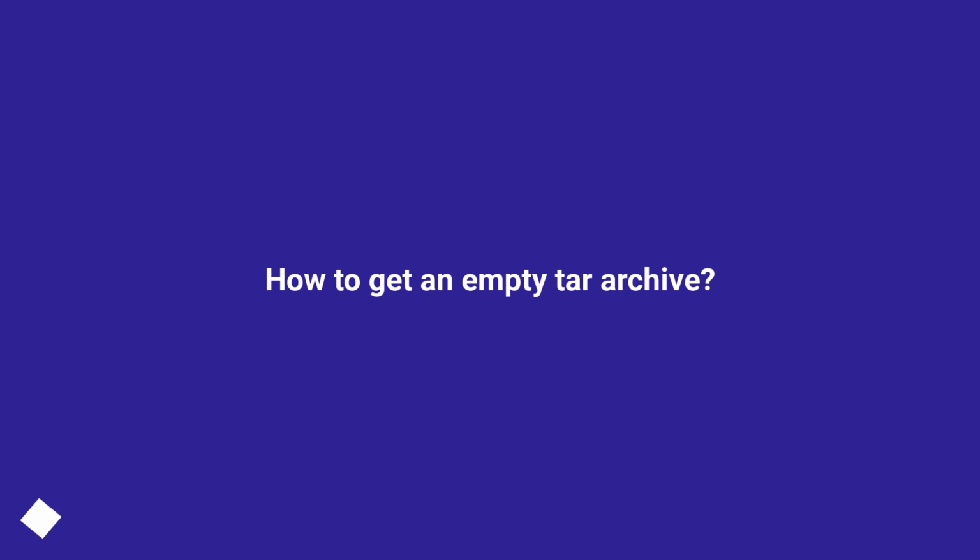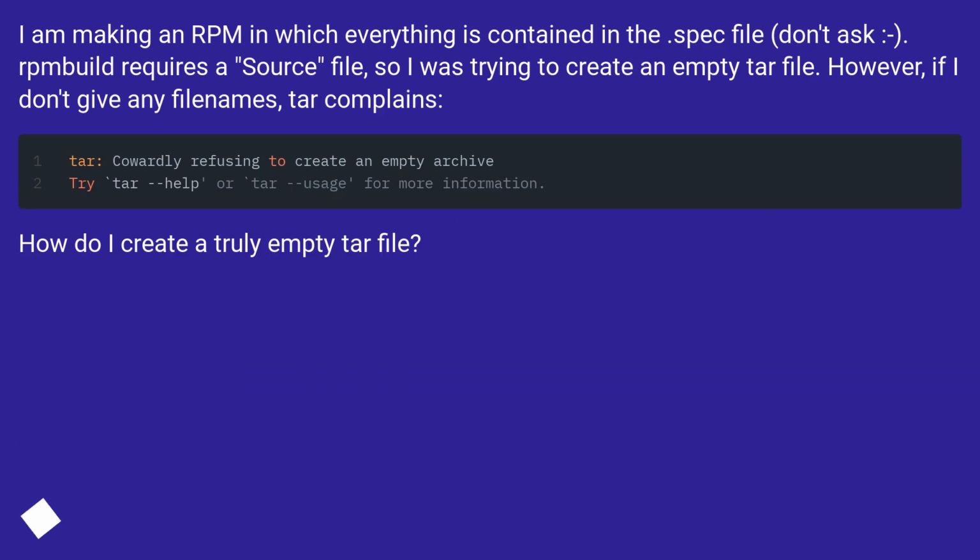How to get an empty tar archive. I am making an RPM in which everything is contained in a spec file. Don't ask, smile. RPM build requires a source file, so I was trying to create an empty tar file. However, if I don't give any file names, tar complains. How do I create a truly empty tar file?